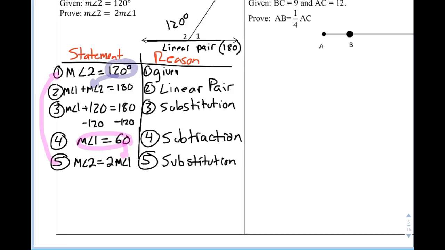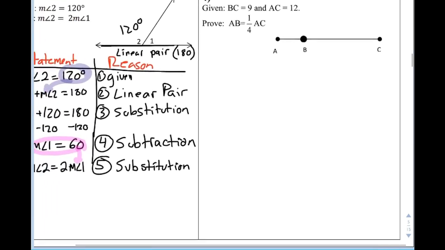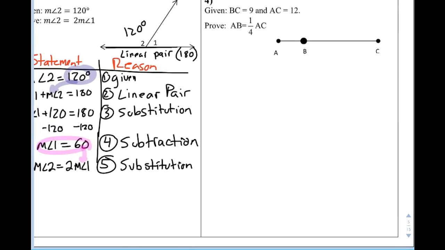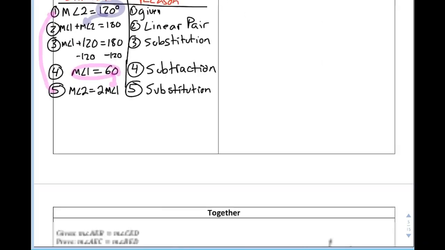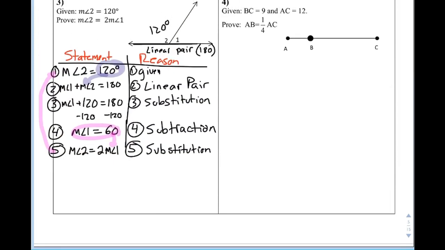All right, to end today, I would like you to try and do number 4. See if you can come up with a statement and reason. You're going to use the segment addition postulate here, and you will substitute in a very similar way to what we did in number 3. Please have this and the pages all before it completed by the time you come back on Monday. Thank you.